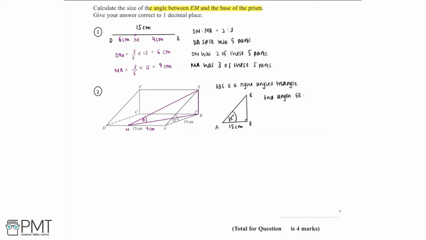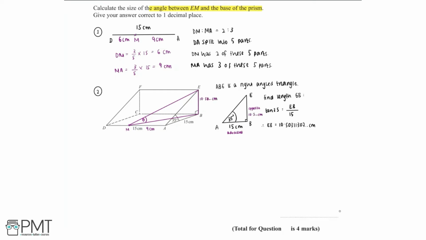Now using our knowledge of SOHCAHTOA, we have the opposite side and the adjacent side. We know that tan is equal to opposite over adjacent, and so we can say that tan 35 is equal to EB over 15. And so the length EB is equal to 15 multiplied by tan 35, which is equal to 10.5 centimeters to 1 decimal place.